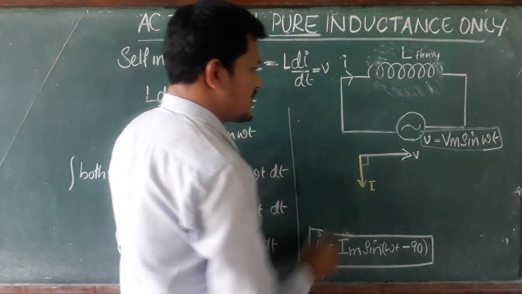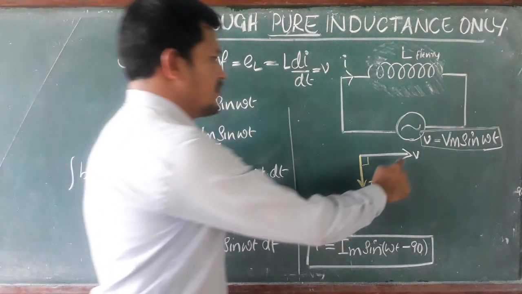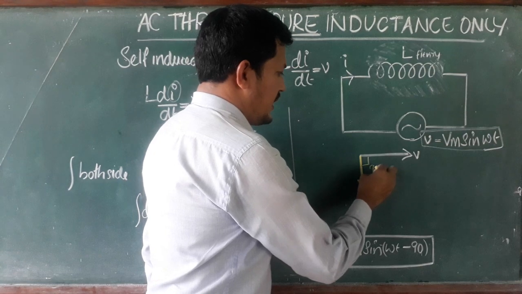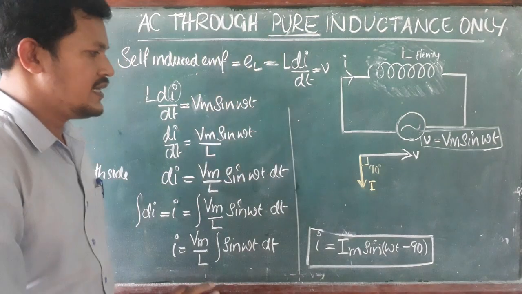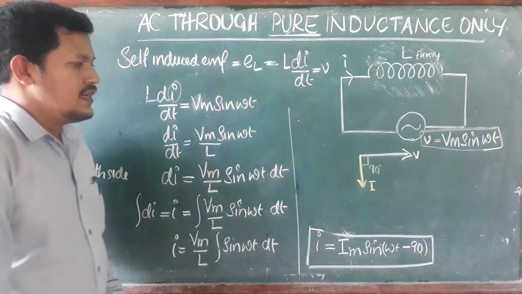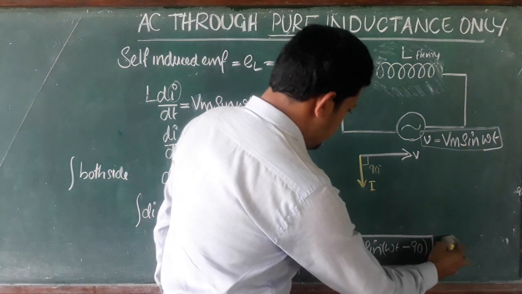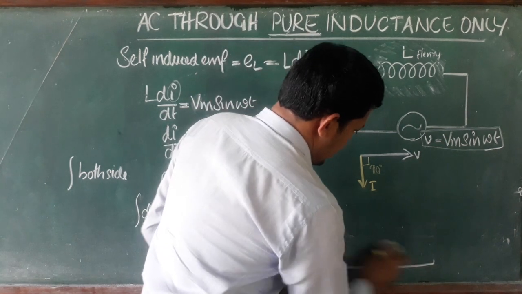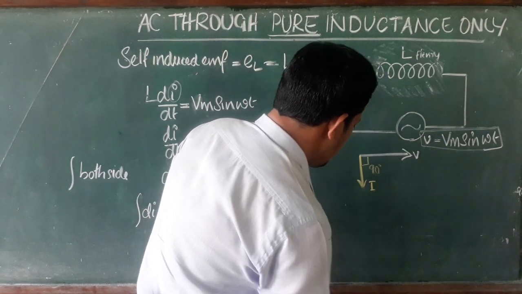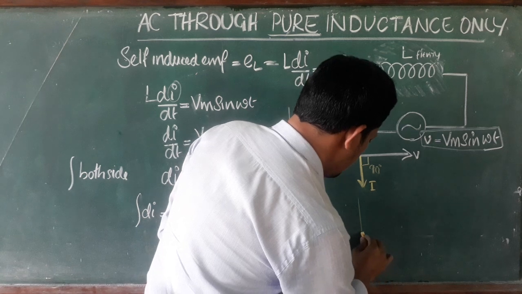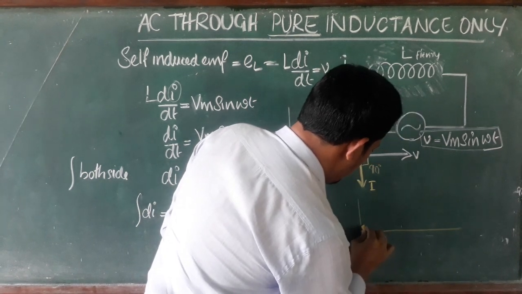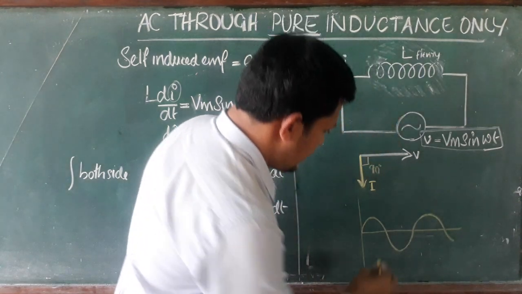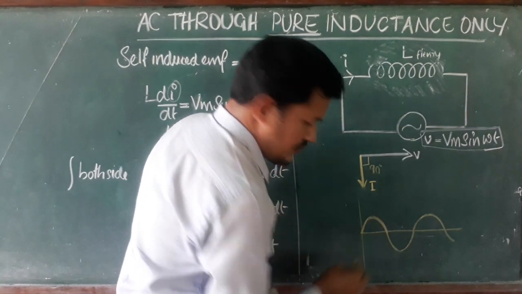90 degrees is the phasor diagram of voltage and current. Current is lagging voltage by 90 degrees. Clear? Exactly 90 degrees, it is lagging. Now we can draw the waveform also. I am drawing the waveforms here. This is the voltage waveform. Current is exactly in the 90 degree lagging condition.